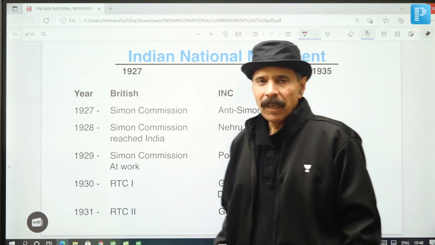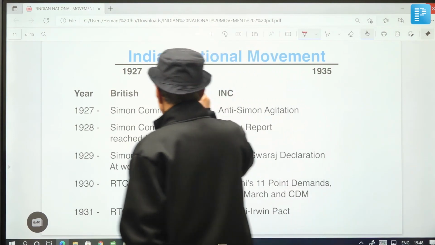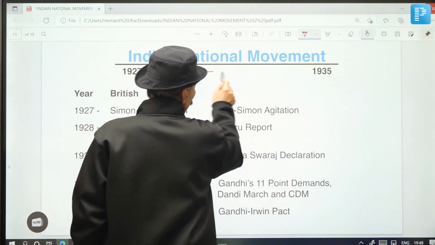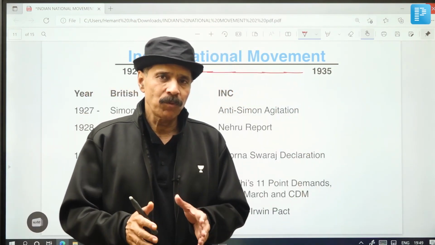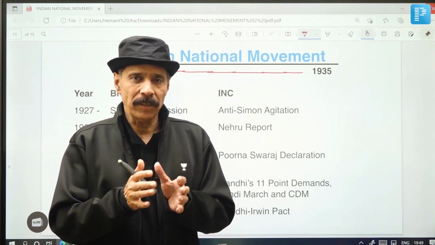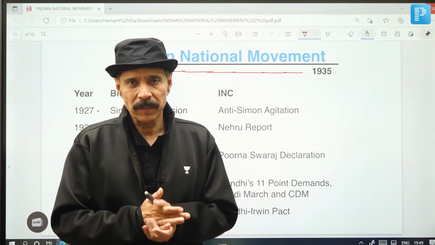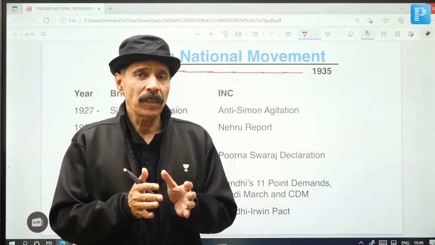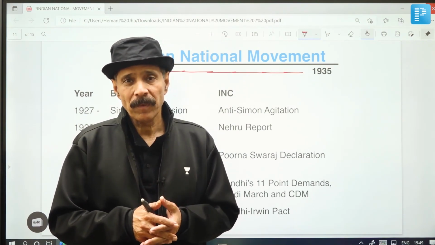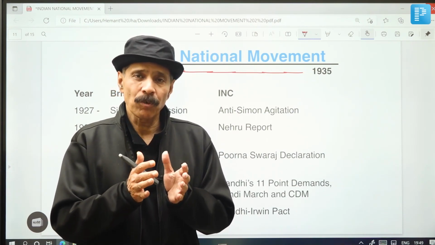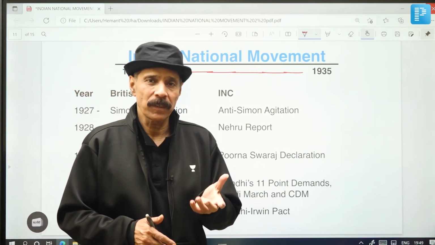And next aspect is Indian national movement 1927 to 1935. Till now you have come to know that 1919, 1920 marked the beginning of a new phase, that is the Gandhian phase. 1920, Khilafat non-cooperation movement were launched. But non-cooperation movement was suspended in 1922 and Khilafat movement too lost relevance.